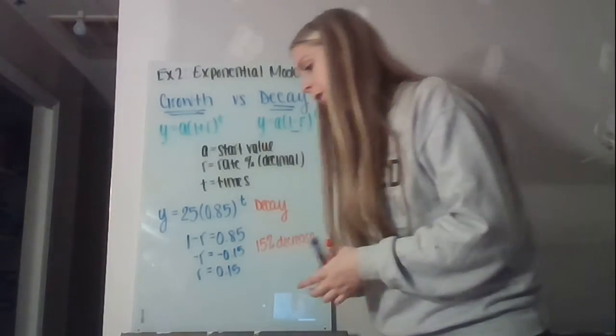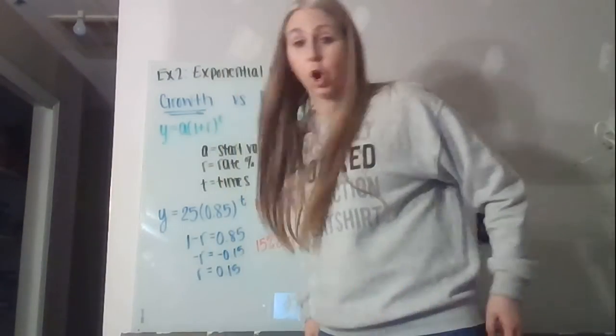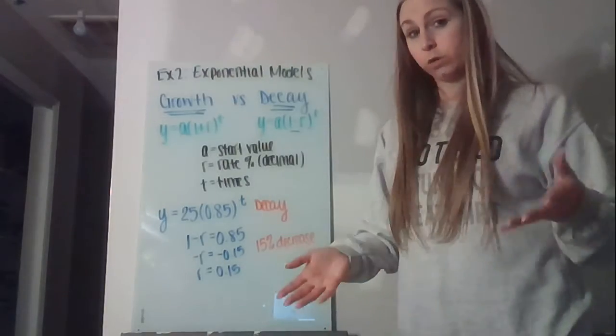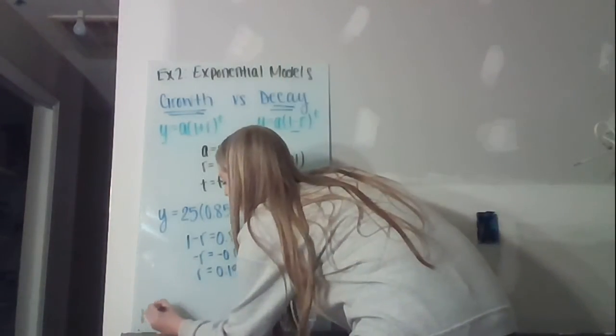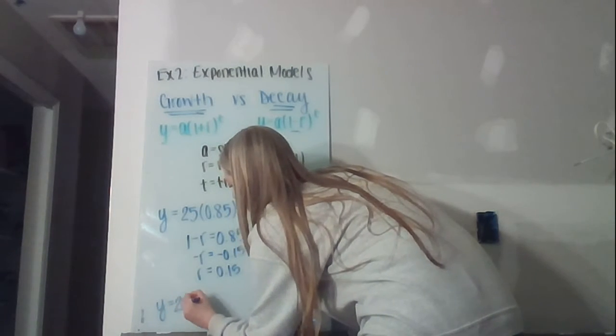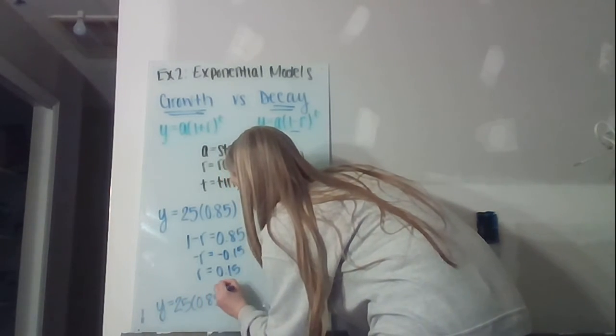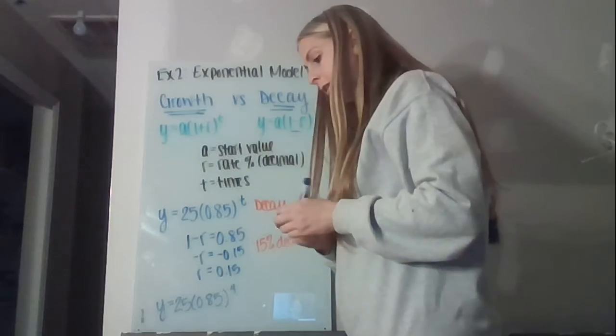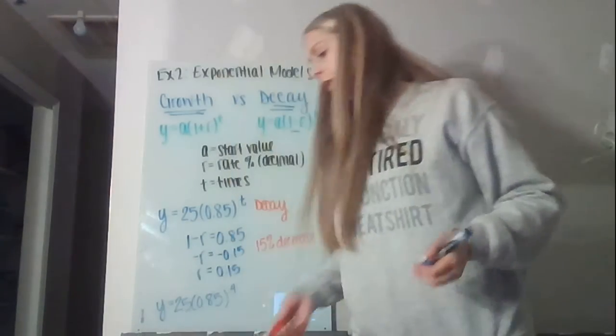Okay. And then it says estimate the value of the car after 4 years. So all you have to do is plug 4 into the formula for t. So I have y equals 25 times 0.85 to the 4th, because this is 4 years. And we get 13.